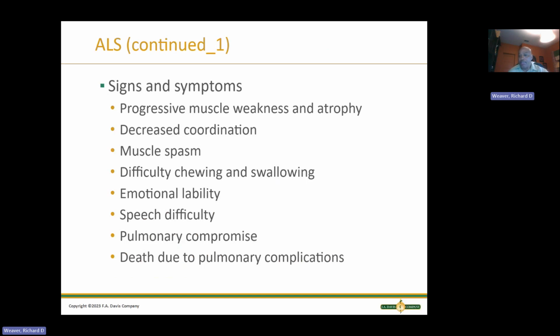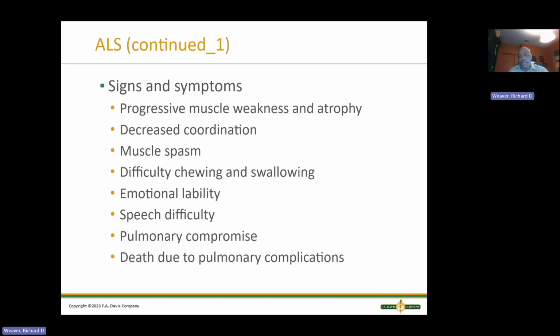You may also see atrophy of muscles because the motor part of the neurons is dysfunctional. You might see fasciculations, which means muscular twitching. Muscle spasms can cause pain. Difficulty with chewing or swallowing can place the patient at risk of choking as well as aspiration. And this is, of course, as the disease does progress.